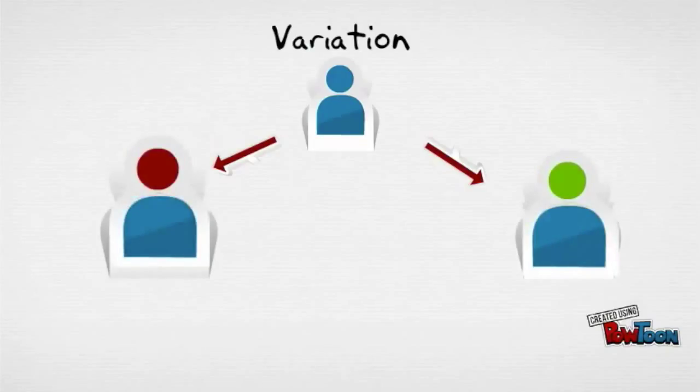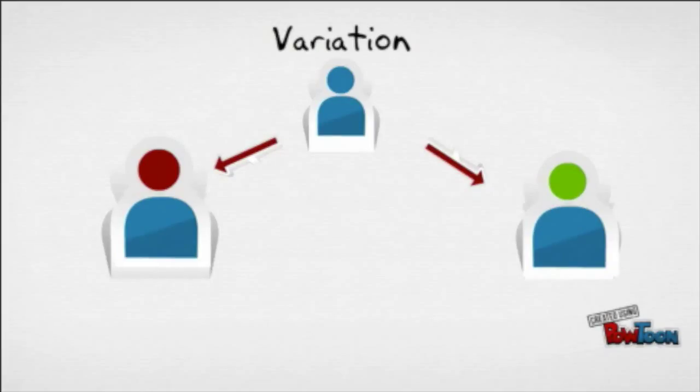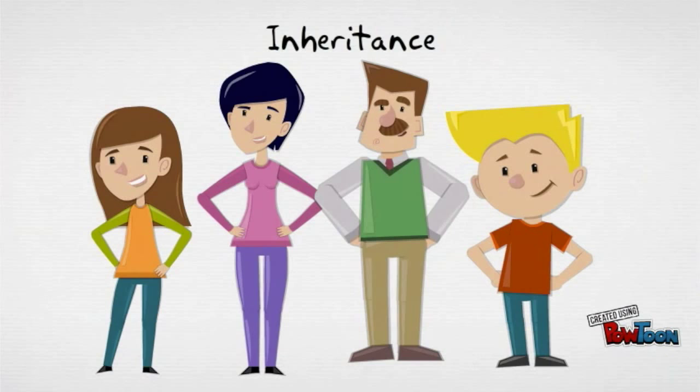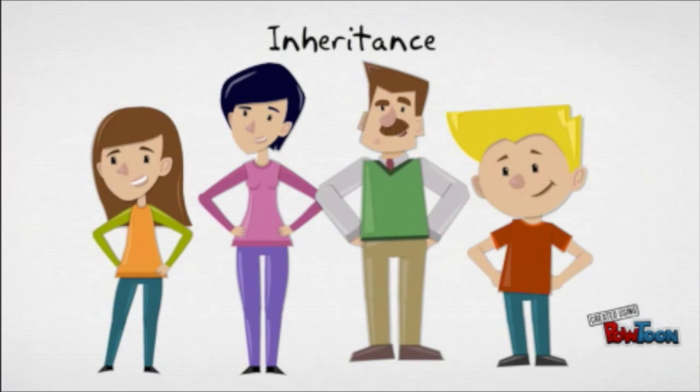Variation is when members of any given species are seldom exactly the same. Such variation is often the result of random mutations that arise when cells divide. Inheritance is when organisms reproduce and pass on their DNA traits to other offspring. Tall people, for example, tend to have taller children.